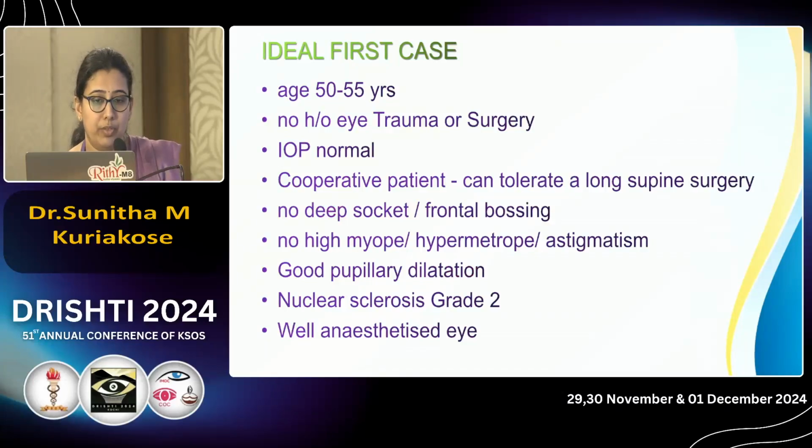So this is the ideal first case. An age between 50 to 55 years. There is no history of trauma or surgery. The IOP is normal. The patient is cooperative. There is no deep socket or frontal bossing. He is not a high myope, hypermetrope or astigmatic patient. You have good pupillary dilatation, grade of nuclear sclerosis 2 to 3, and a well anesthetized eye.